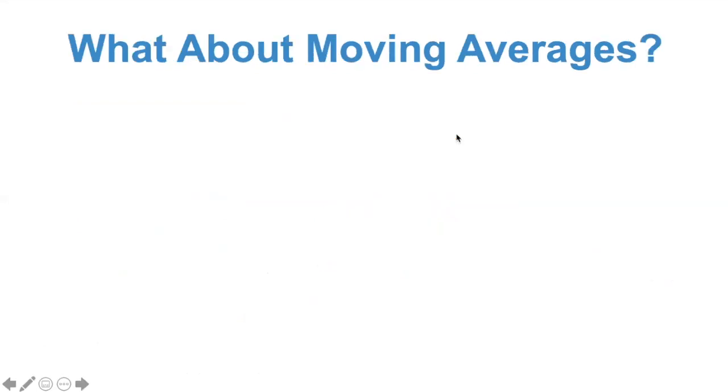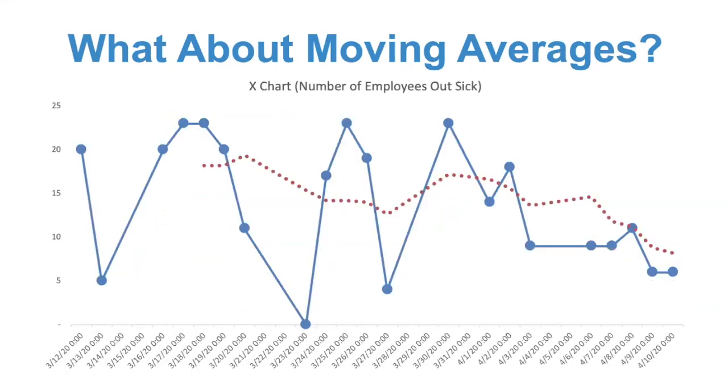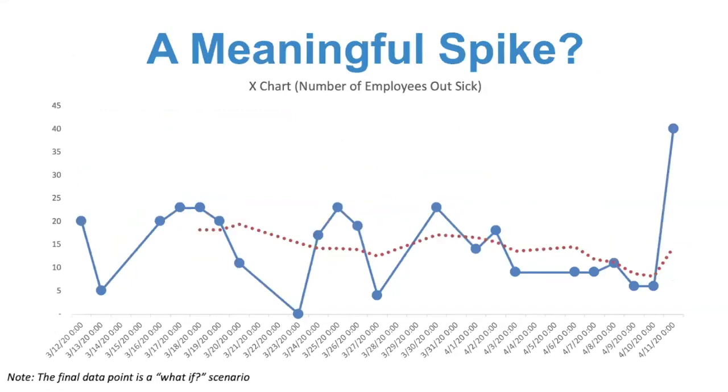A lot of people would say, and we see this a lot in the media right now, that moving averages would help tamp down some of that variation or maybe prevent overreaction to it. So here's a run chart with a 5-day moving average. The 5-day moving average does smooth things out, but I don't know if it really adds that much more insight to the system. But what happens if now we have an additional data point? This is a what-if scenario.